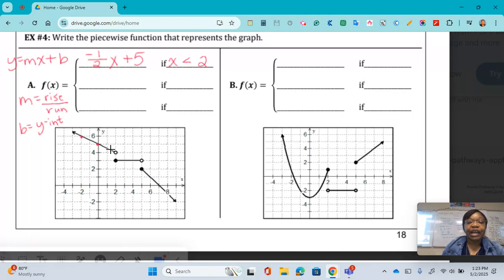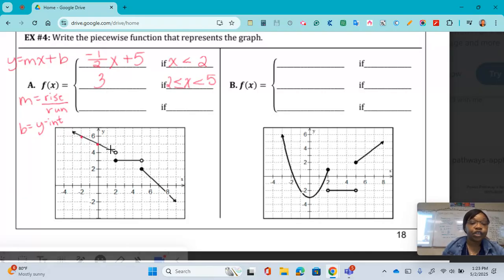The next equation, we have a constant. Our constant is only one number. We have a constant at y equals 3. Then we need to put our restrictions. Our restriction is our x is in between 2 and 5. Now, which one of these inequalities will have a line under it? The 2 or the 5? The 2, because it is a closed circle.